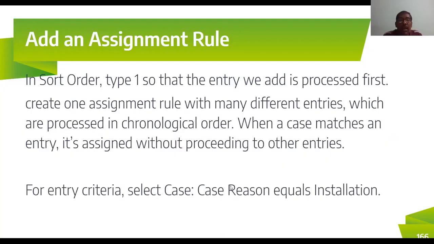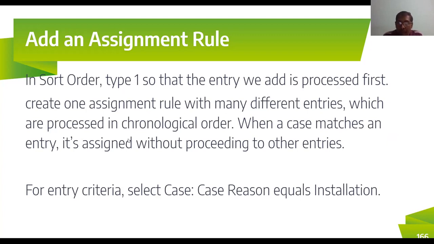So now adding an assignment rule. This is sort order one, so that the entry we add is processed first. Create one assignment rule with many different entries which are processed in chronological order. So here we are going to add as many rules as we want. Sort order rule is 1, and that will be done in chronological order. When a case matches an entry, it assigns without processing the other entries.